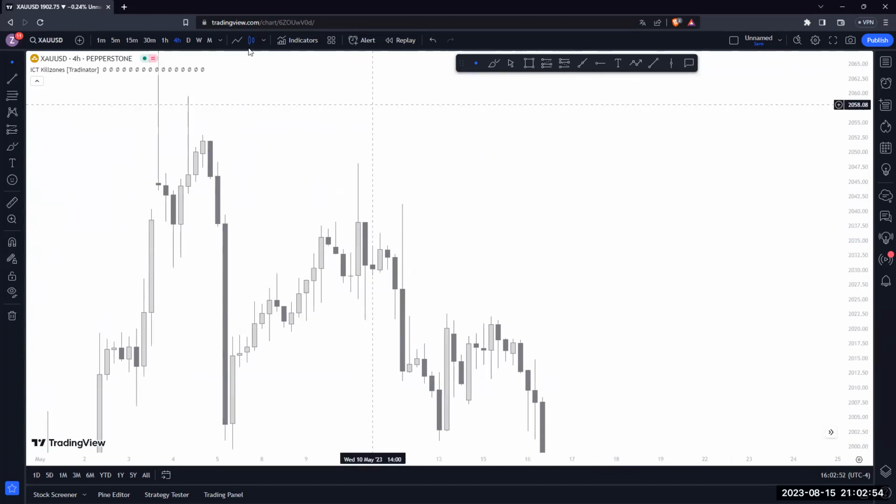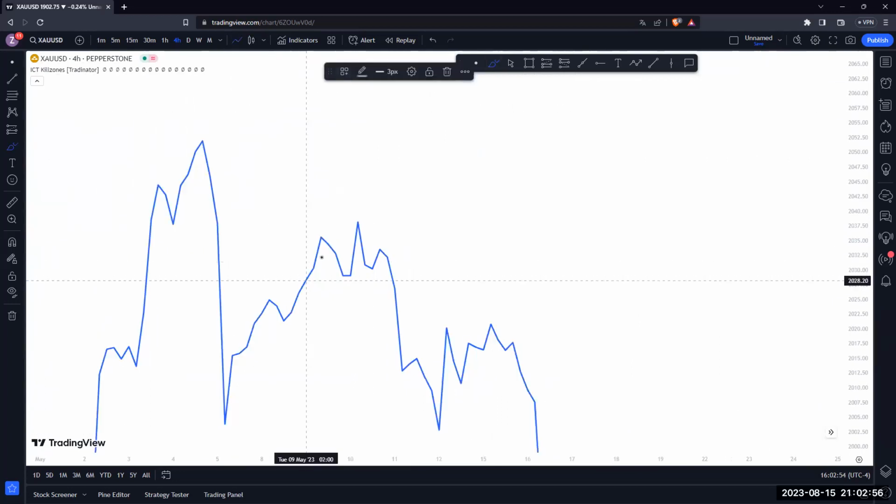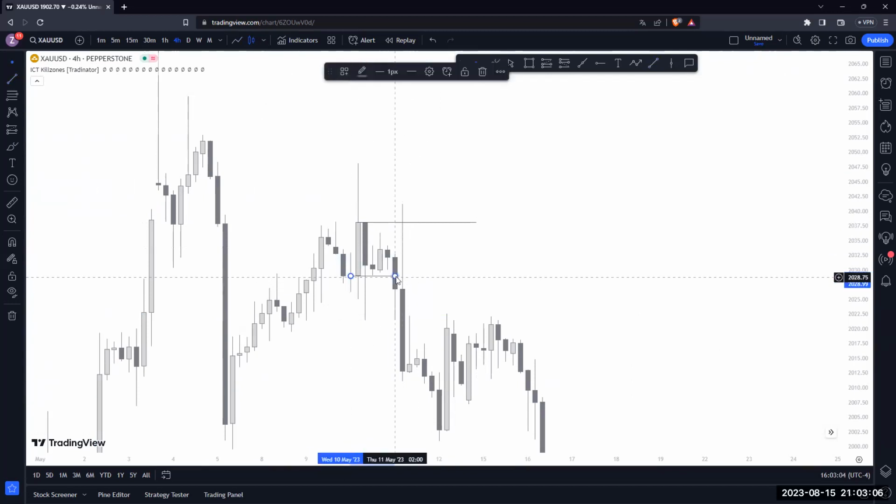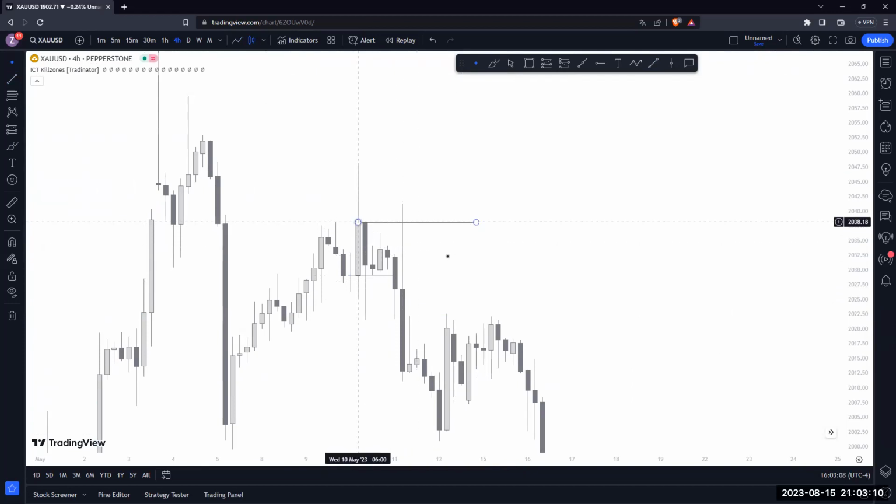Let me give you another example here. You see this breakout, and then we will have a pullback. We will be thinking the teacher is not teaching us. No, I will teach you. But you see this break, pullback right here? I did not enter here. I entered over here. You know why?